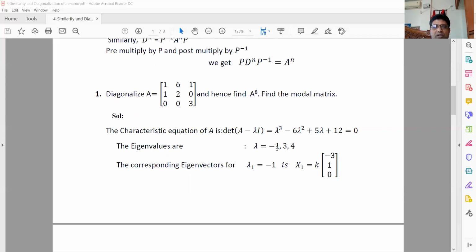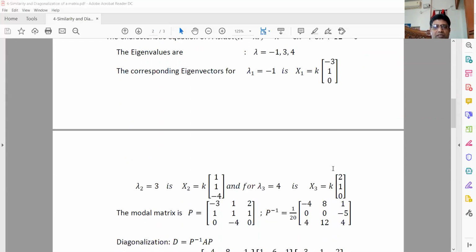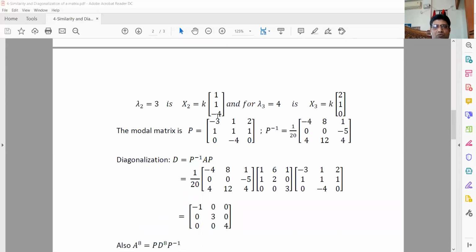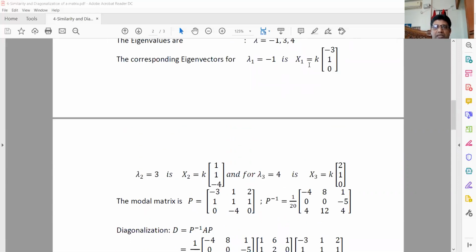Now corresponding to lambda equals minus 1, I calculated the eigenvector. The first eigenvector we got is minus 3, 1, 0. Next for 3, the second eigenvector is 1, 1, minus 4. For the third eigenvalue 4, the corresponding eigenvector is this. Here we are not calculating the eigenvectors explicitly, we are taking them directly because I already explained the procedure in the previous videos.